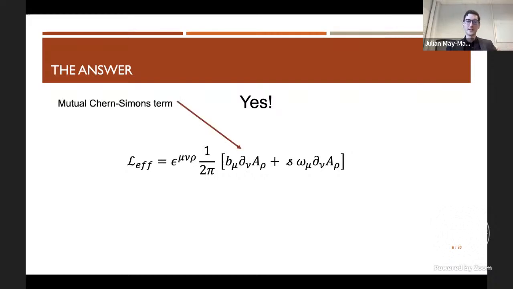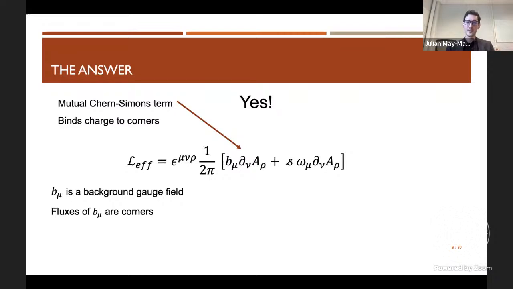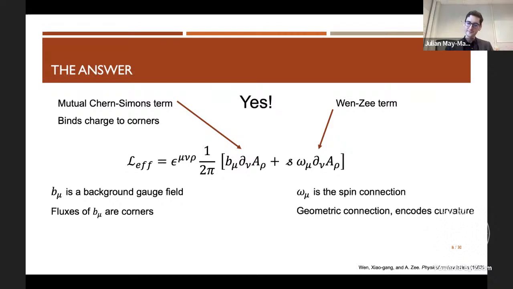This first term is known as a mutual Chern-Simons term, which involves this new gauge field B, which is a background gauge field, and a normal U(1) electromagnetic gauge field A. Here, fluxes of this gauge field B are going to correspond to corners of our quadrupole insulator. And this response indicates that charge is going to be bound to corners, in agreement with what we see in the lattice. The second term is what's known as a Wen-Zee term and involves a coupling between the spin connection, omega, and our electromagnetic gauge field, A.